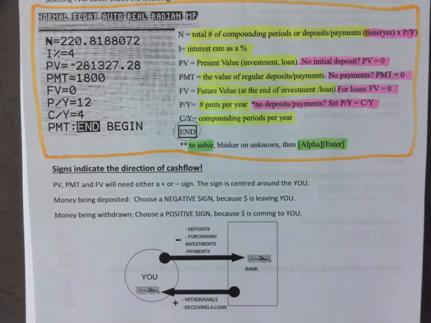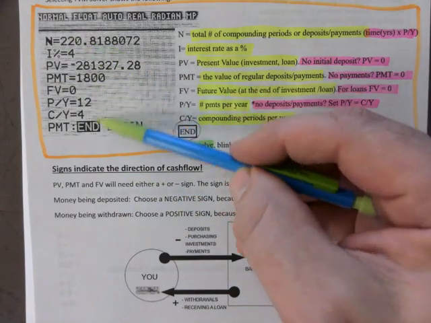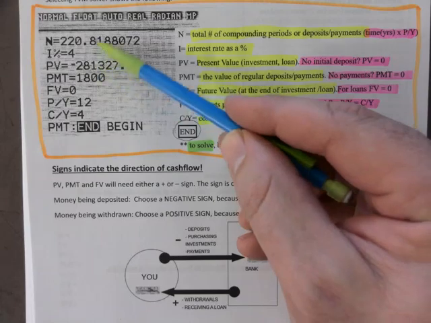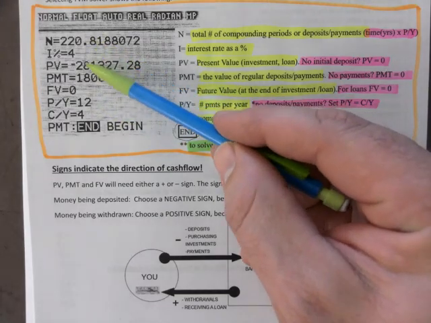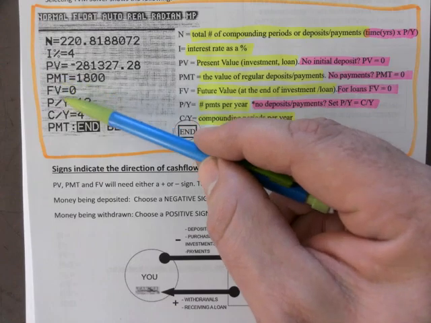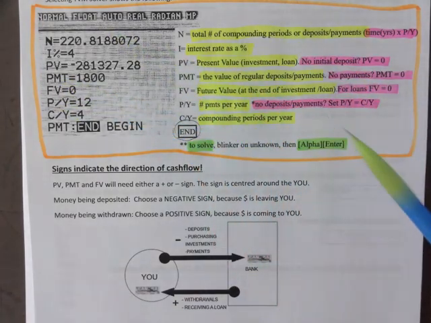Okay? Obviously, I would not put any numbers into this. I just couldn't get rid of it. Just make sure you have the N, I, PV, PMT, and what that means. Okay?